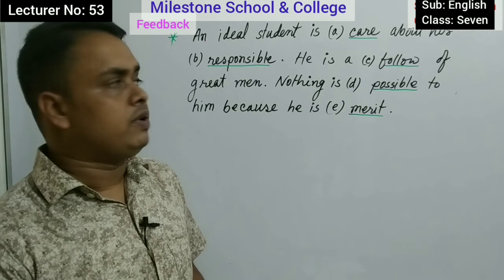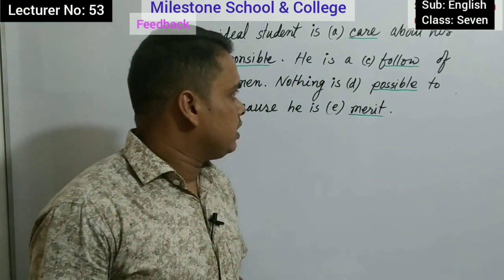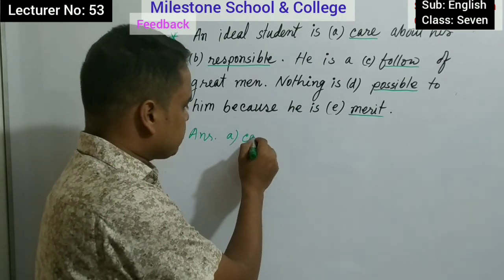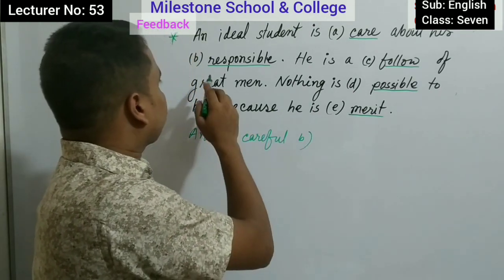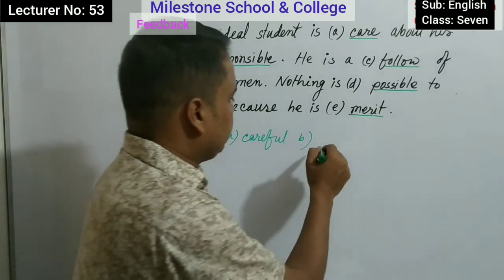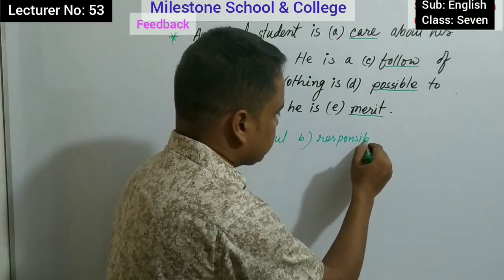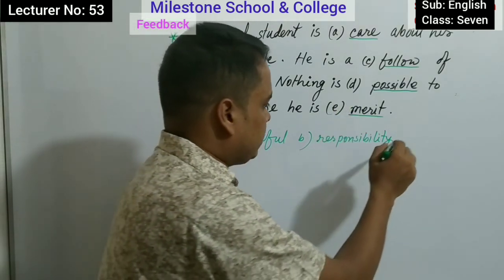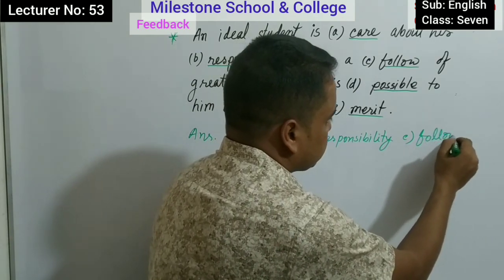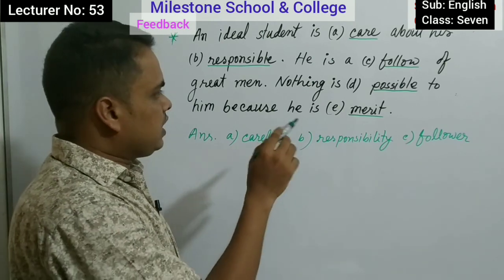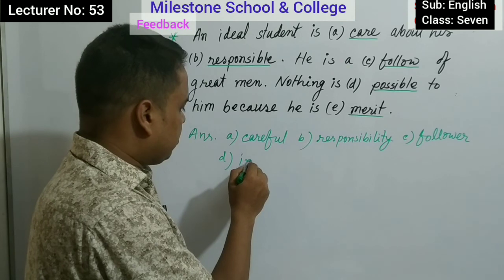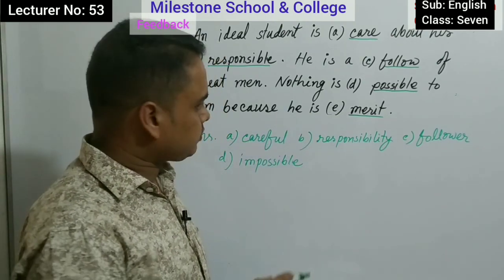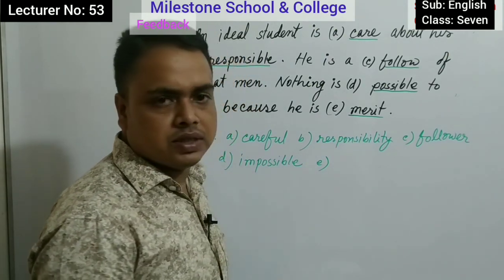Okay, so here first one, what will be the answer? An ideal student is, it will be careful. So answer number A, it will be careful. Then B, careful about his responsibility. It will be responsibility. Okay. Then he is a, it will be follower. Number C, it will be follower. Follower of great men. Nothing is impossible. So number D, it will be impossible. Impossible to him because he is. Number E, it will be meritorious. What will be the answer? It will be meritorious.